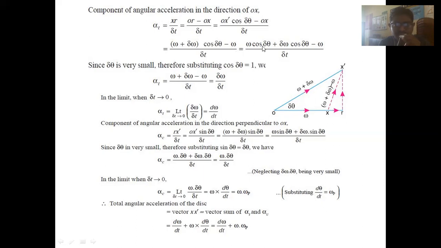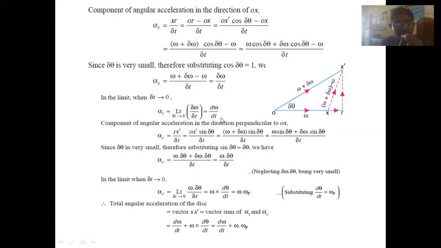It means cos delta theta, I substitute 1 minus omega by delta t. Now omega gets cancelled, that is delta omega by delta t, that is alpha t. Alpha t means it is a component of angular acceleration in the direction of OX. Next, if I apply the limit when delta t tends to 0, then alpha t becomes limit delta t tends to 0, delta omega by delta t, that is equal to d omega by dt. Alpha t is equal to d omega by dt.